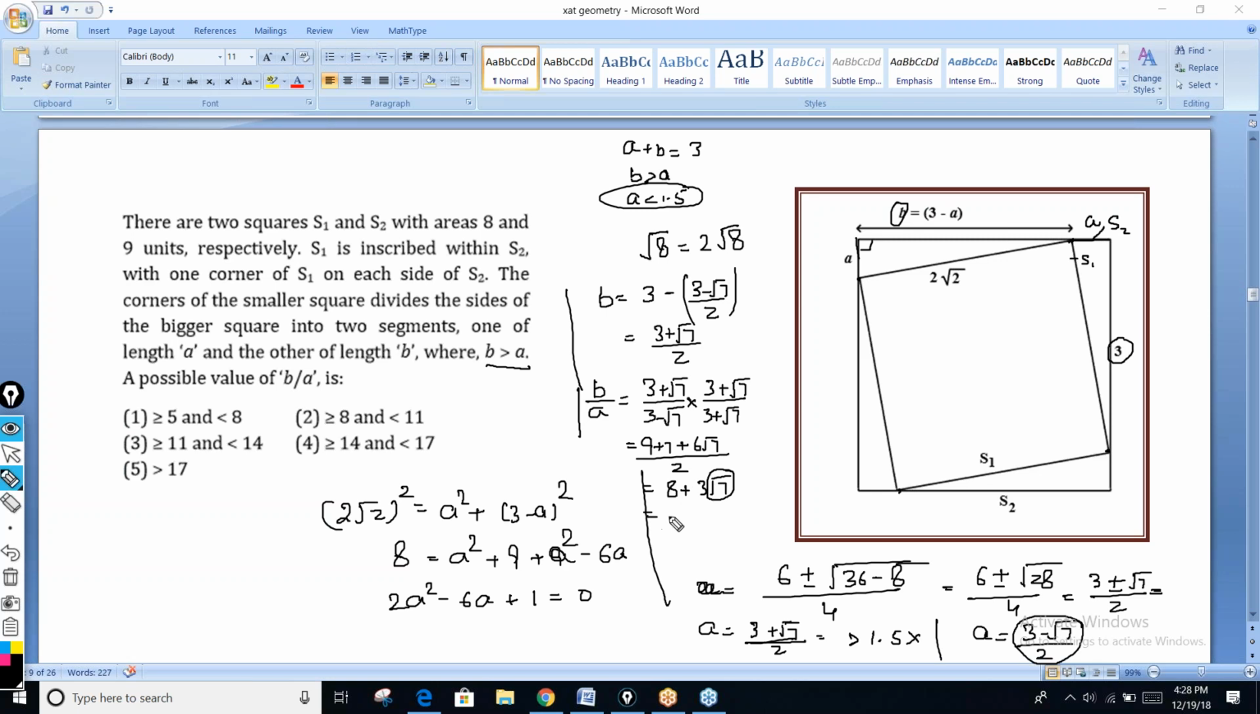So root 7 will be around 2.6 something. 2.5 squared is 6.25. 2.6 squared is 6.76. 2.7 squared will be 7.29. So around 2.65 for the safer side, let's say. So that gives around 15. So the range is in between 14 to 17.